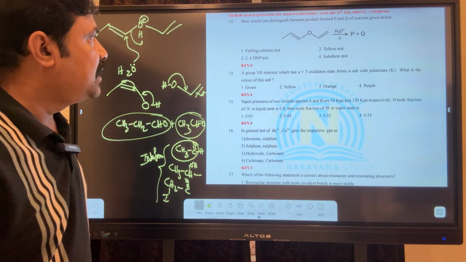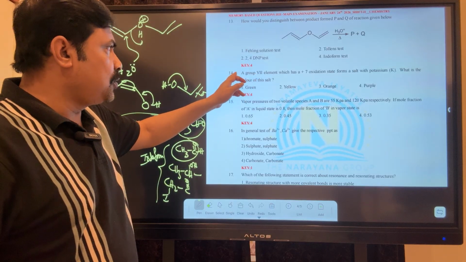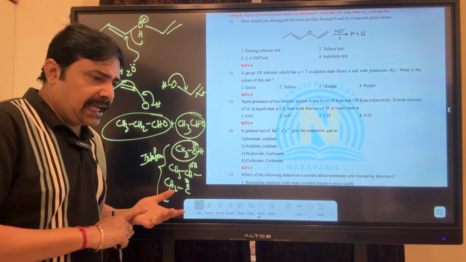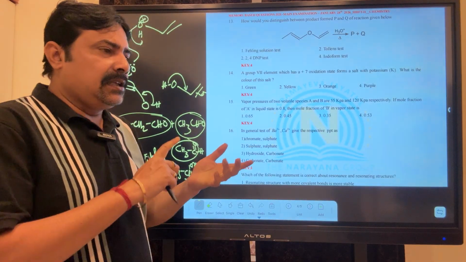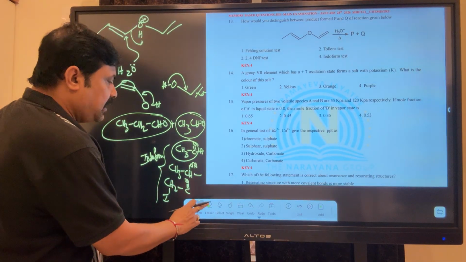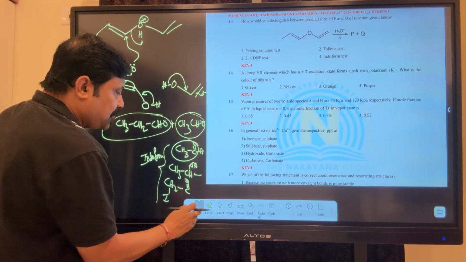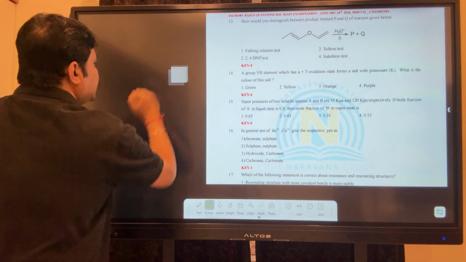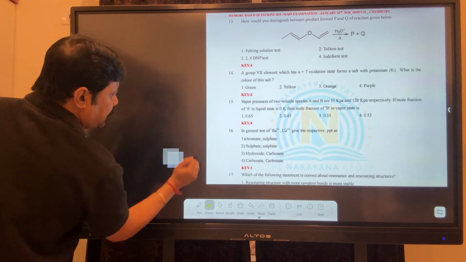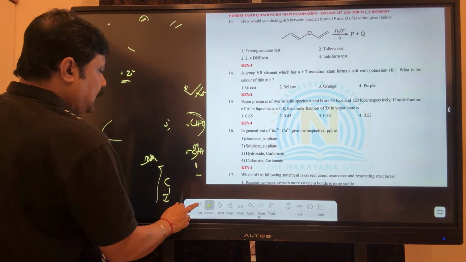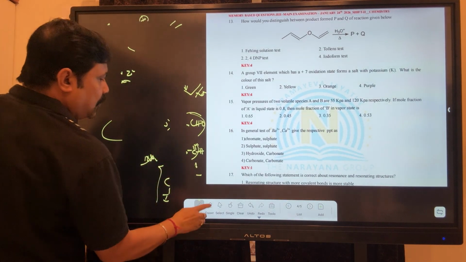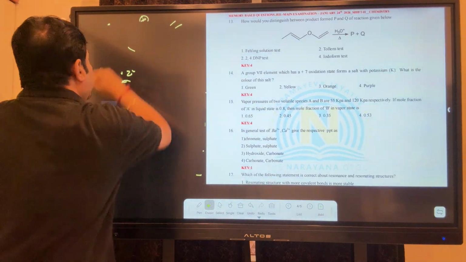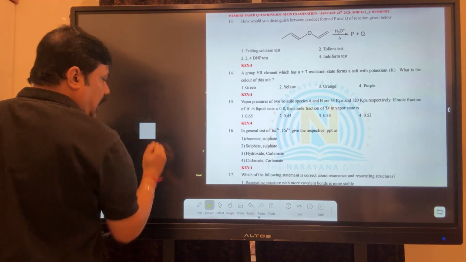Now the 14th question, group 7 element. Group 7 element means what? If you look at the idea over here, you have a group 7 element. Very nice question, 14th question. First let me wrap this one up, then you will understand clearly. If you look at these questions very carefully, then you will get to know the answer.